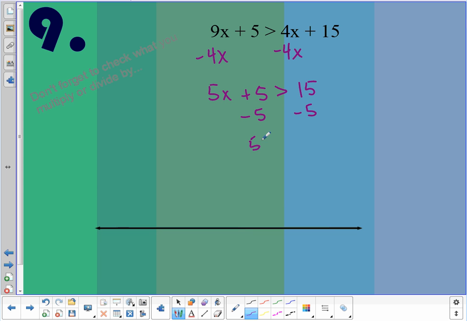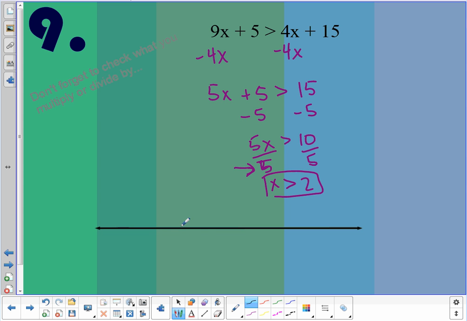So 5x is greater than 10. And, oops, divide by 5, I already had the answer in my head. 10 divided by 5 gives me 2. In this case, I divided by something positive, so I don't need to flip my sign. It stays greater than, and 10 divided by 5 is 2. So x is greater than 2 is what I'm looking at there.